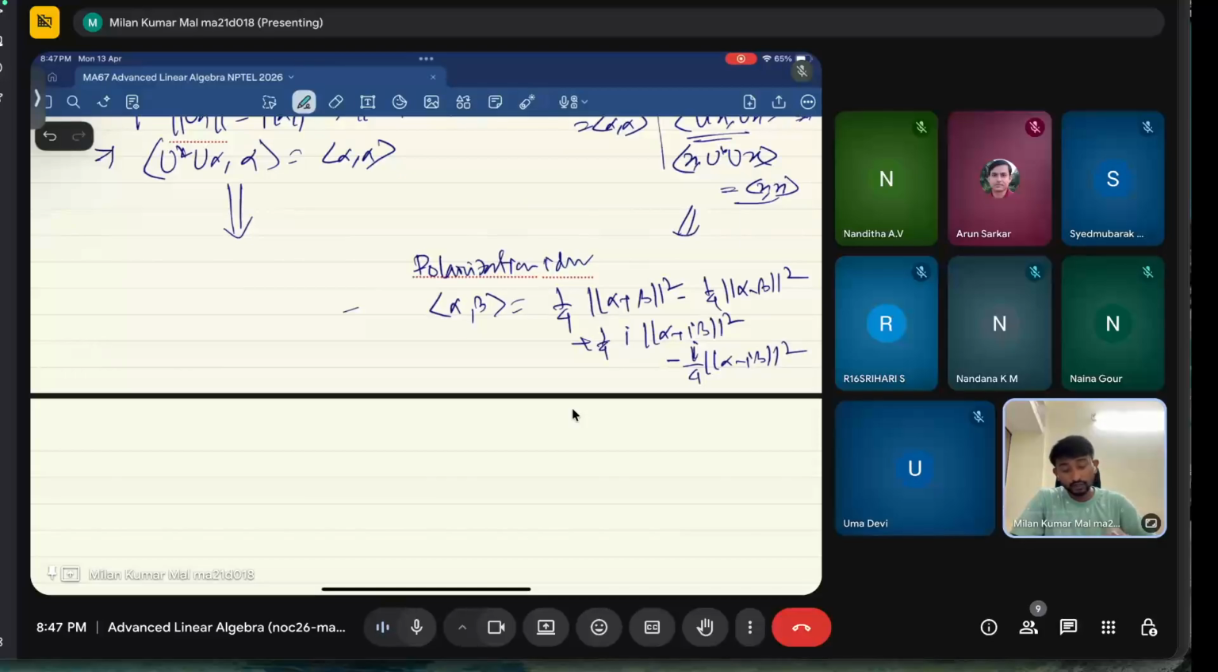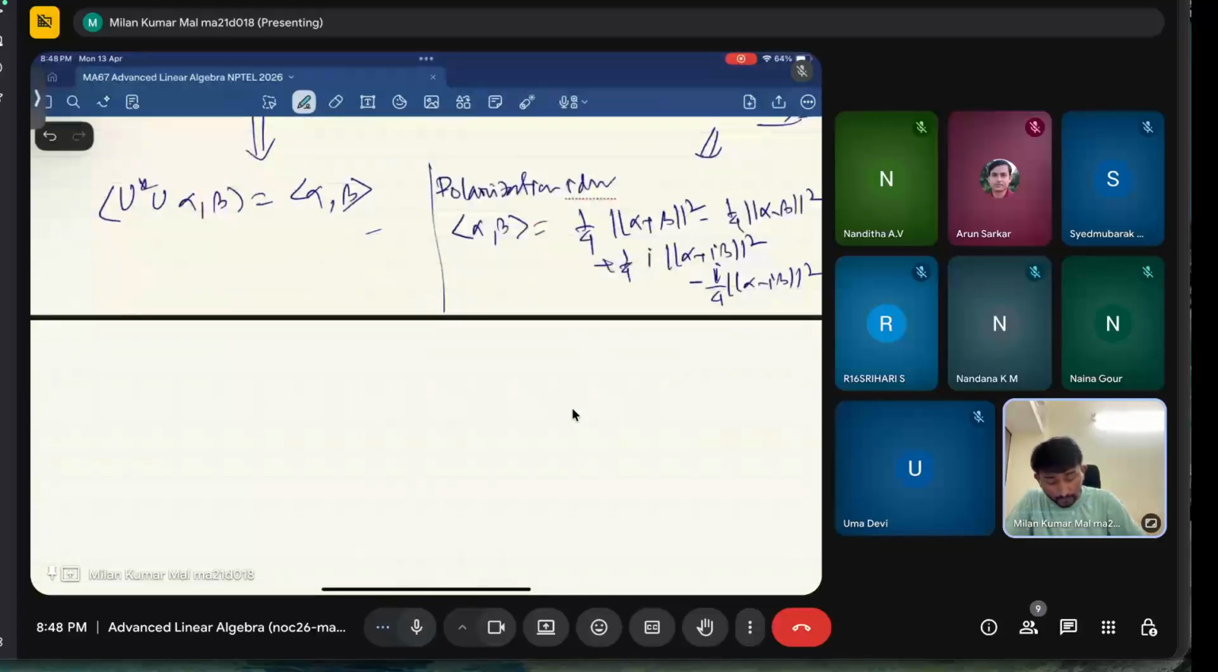And using that you can get this one, but I need to get it directly. If I have this, then I want to get that for all alpha, beta, the inner product of u alpha, u beta is equal to the inner product of alpha, beta. This is what I want to get. Okay, let's do that. I think that will be the end then.